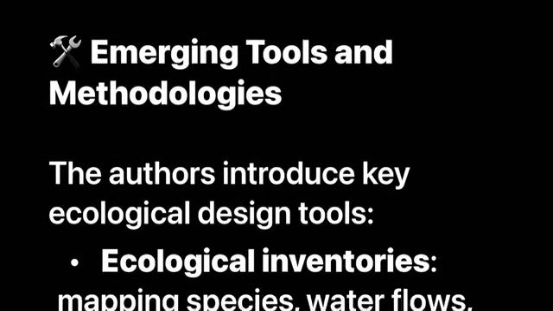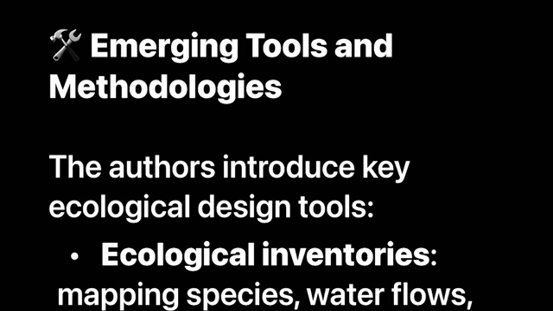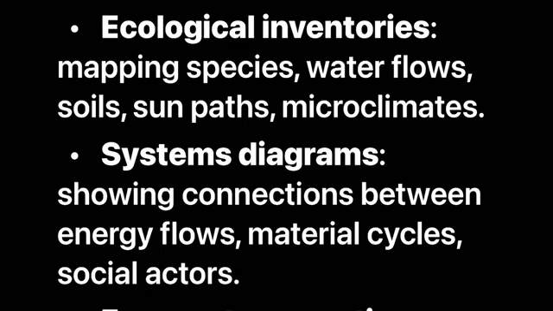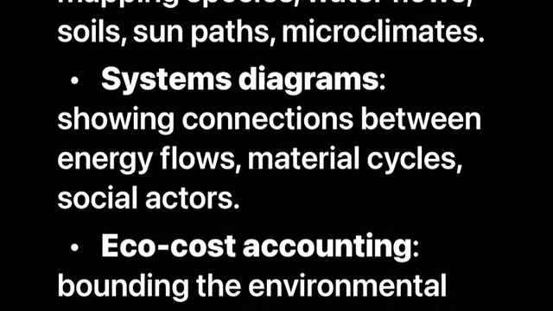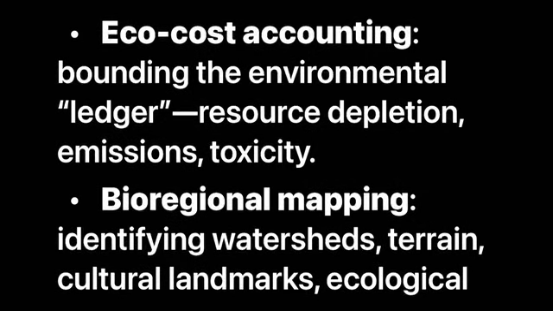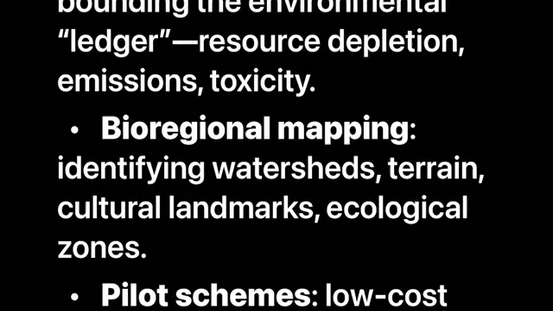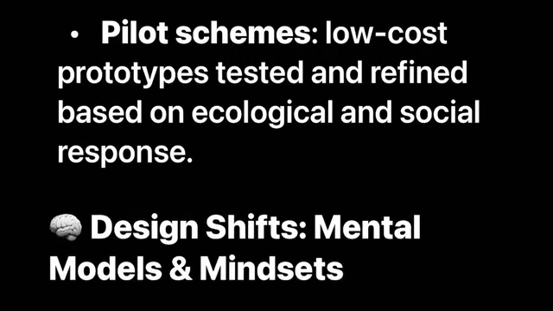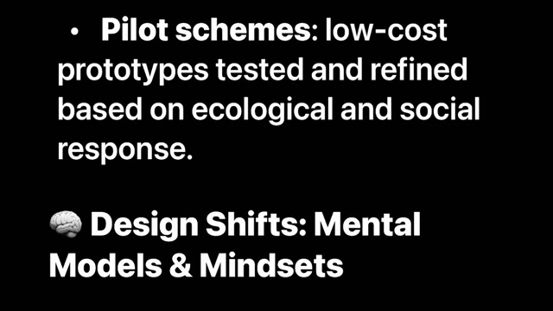Emerging tools and methodologies. The authors introduce key ecological design tools. Ecological inventories, mapping species, water flows, soils, sun paths, microclimates. Systems diagrams, showing connections between energy flows, material cycles, social actors. Eco-cost accounting, bounding the environmental ledger: resource depletion, emissions, toxicity. Bioregional mapping, identifying watersheds, terrain, cultural landmarks, ecological zones. Pilot schemes, low-cost prototypes tested and refined based on ecological and social response.